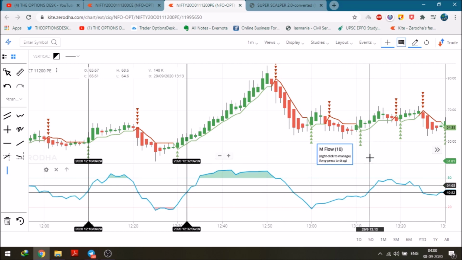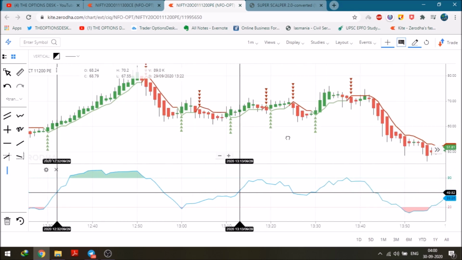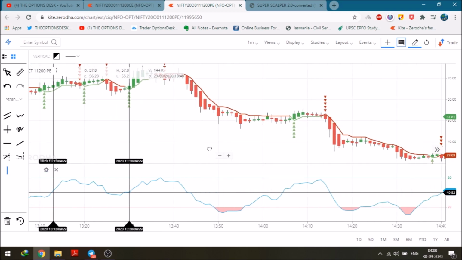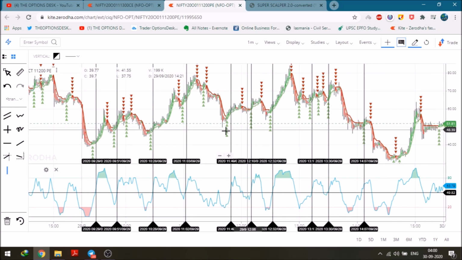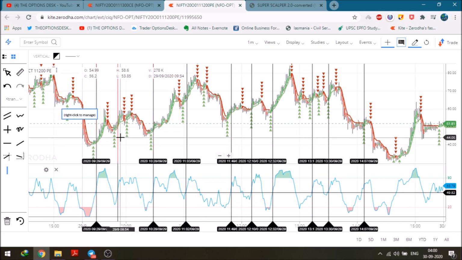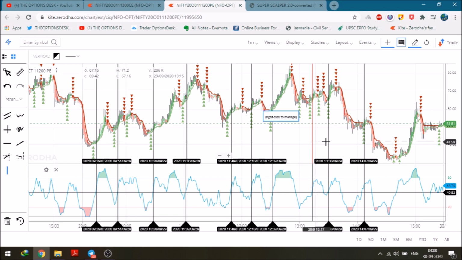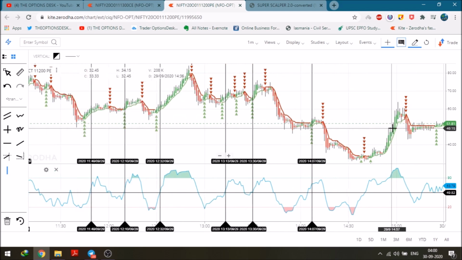And this particular point, okay, and this particular point, okay. Okay, so the other trade that I've plotted for you, if you want you can take this trade, no problem. Okay, so these are the many trades that I've plotted. How many trades? 1 2 3 4 5 6 7 8 9 10. There are approximately 10 trades that I have plotted.